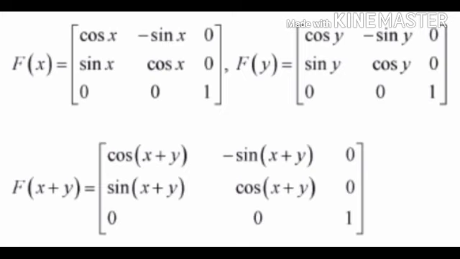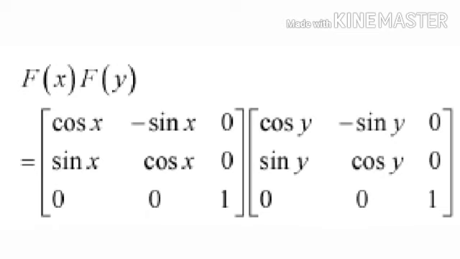Since here F(x) has first column cos x, sin x, 0, second column minus sin x, cos x, 0, and third column 0, 0, 1. If we replace x by y, then F(y) has columns cos y, sin y, 0; minus sin y, cos y, 0; and 0, 0, 1. Similarly, if x is replaced by x plus y, then it will be cos of x plus y, sin of x plus y, 0, second column minus sin of x plus y, cos of x plus y, 0, and third column as it is.